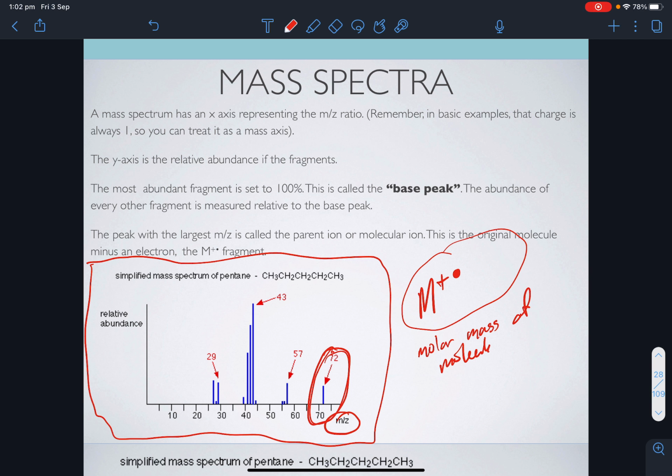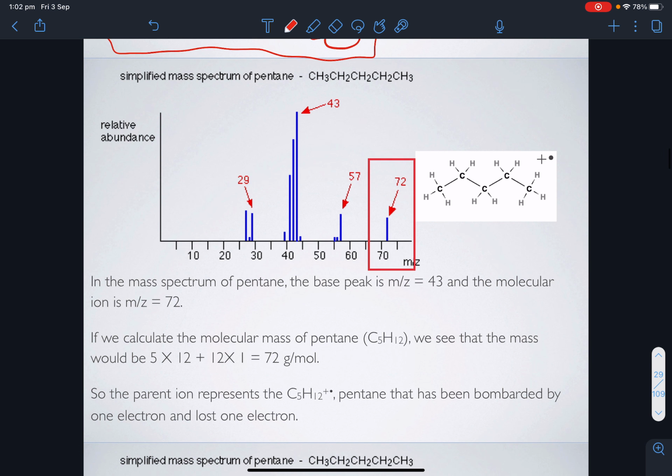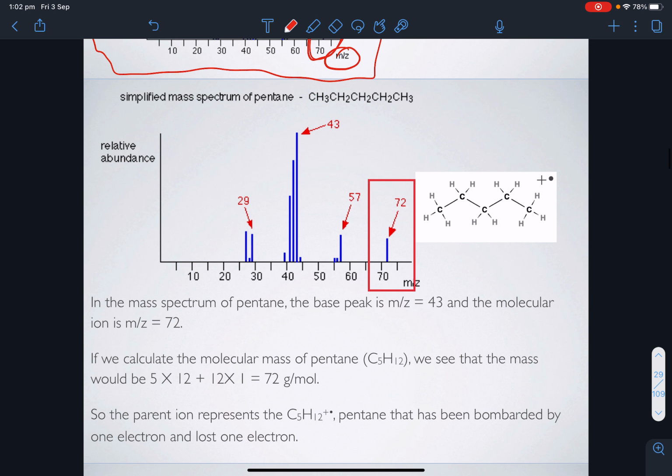Whenever they're giving you a problem, the furthest peak, the heaviest peak on the right, will be your parent peak, which will be the same mass as the molecule they're looking for. So here, let's just check that. The molecular ion or parent ion is 72.